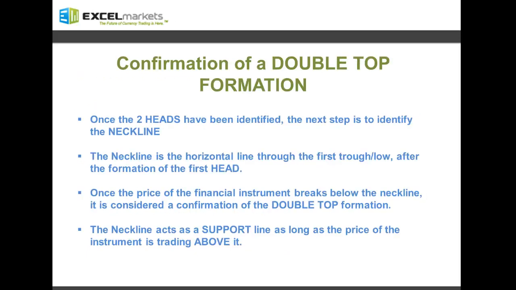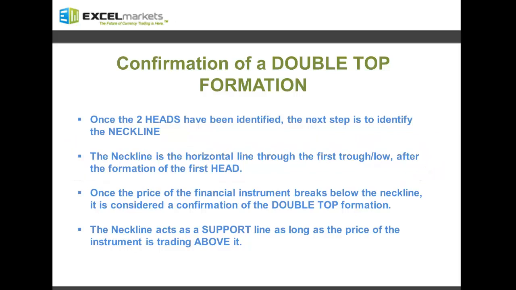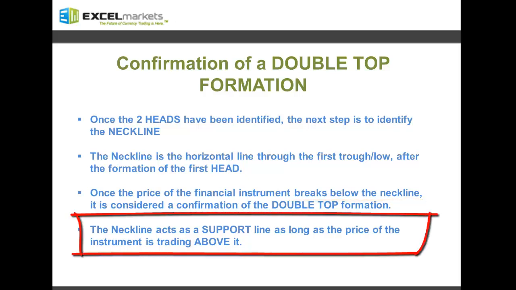Now that we know how to identify a double top formation, we shall see how to use it while trading. Once the two heads have been identified, the next step is to identify the neckline. The neckline is the horizontal line through the first low after the formation of the first head. Once the price of the financial instrument breaks below the neckline, it is considered a confirmation of the double top formation. The neckline acts as a support line as long as the price of the instrument is trading above it.